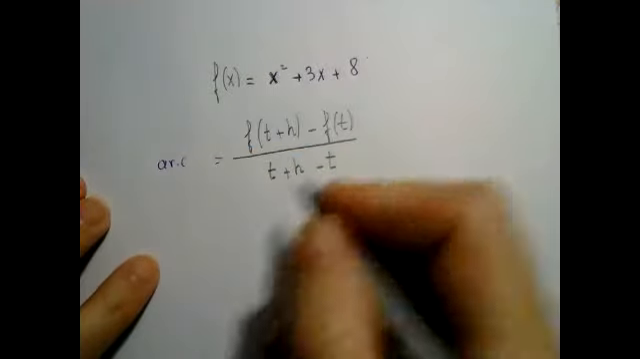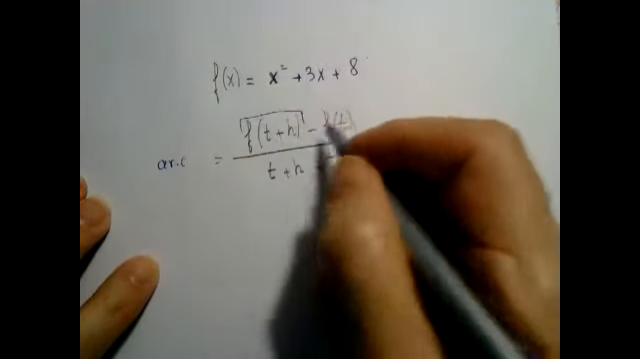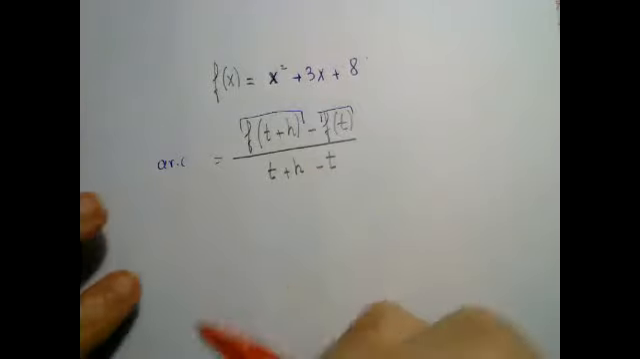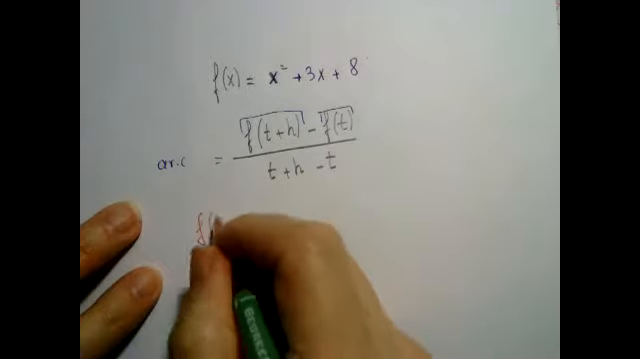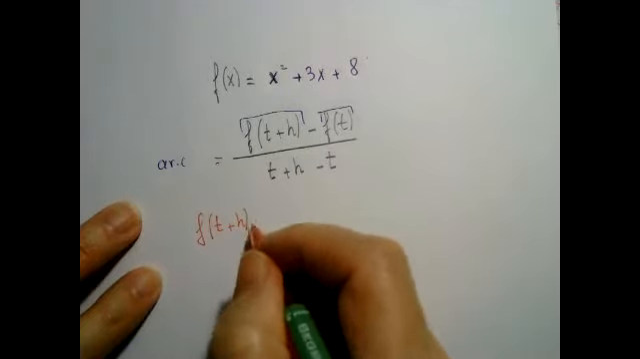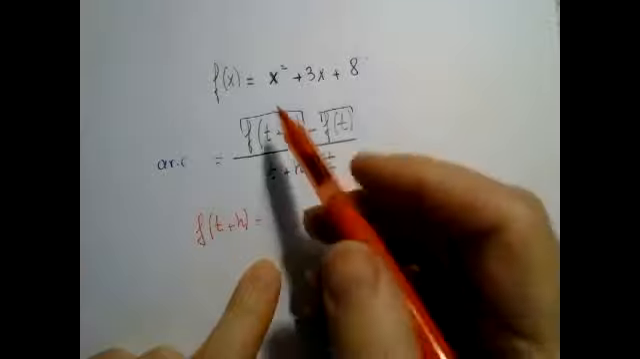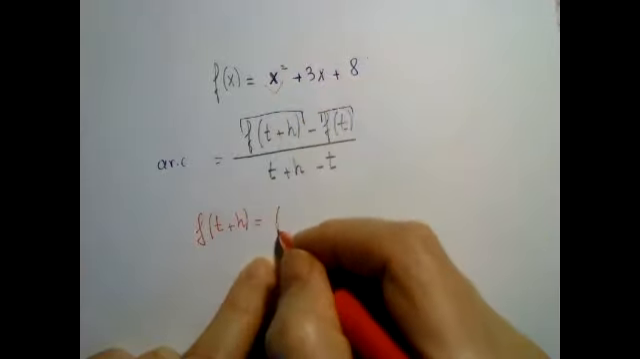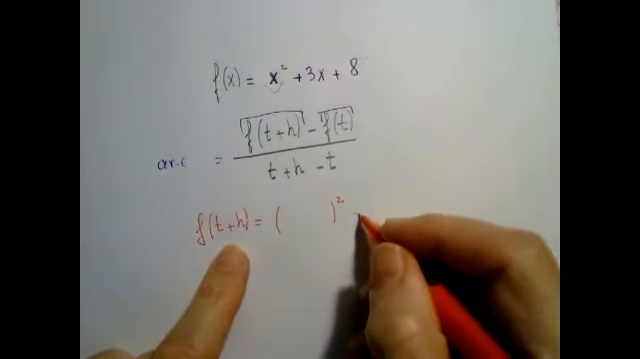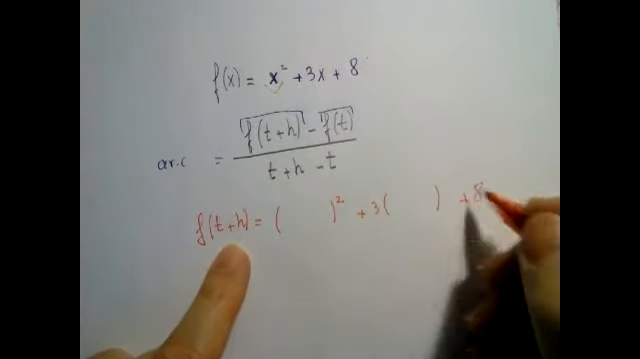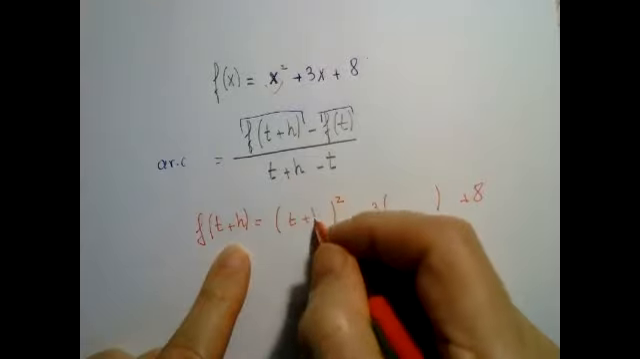First we have to evaluate each one by itself, just to make the problem a bit easier for us. So first I evaluate f of t plus h. As I said last time, part of this course is to learn how to do things in a more abstract way, which is important for us. Everywhere there is an x, we put t plus h. Everywhere there is an x, t plus h plus 8. All right?